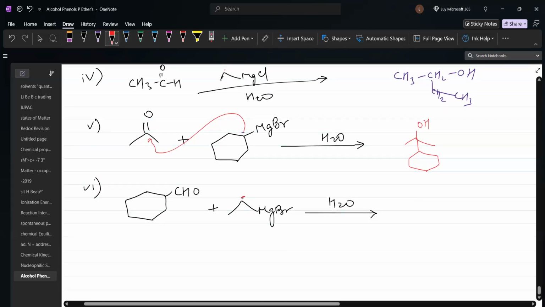Let's see the last example. In here, this one will attack on which carbon, this left carbon or right carbon? Right carbon, because oxygen is attached there. So we will have the product as: this one will become OH, and this one will get attached here. This group has been attached here, right?